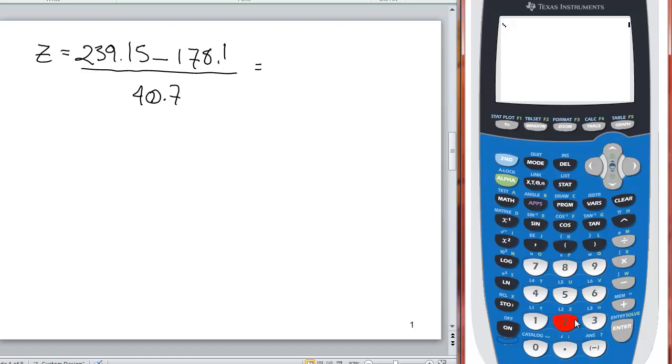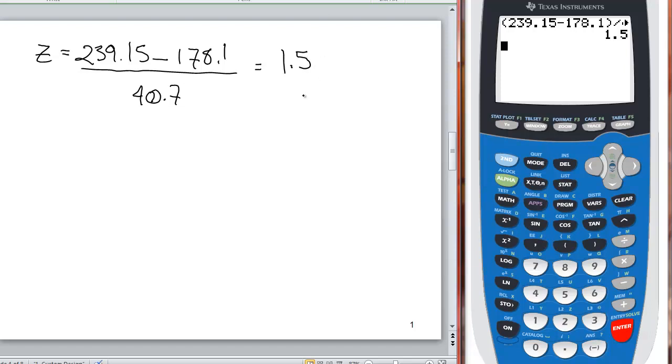So, parentheses, 239.15 minus 178.1. It's really important to have this in parentheses, otherwise your order of operations is going to be really screwed up. So don't forget the parentheses. Then we divide by 40.7, and we end up with a z-score of 1.5. If it had been 1 or 2, we could use the empirical rule here, but it's 1.5.